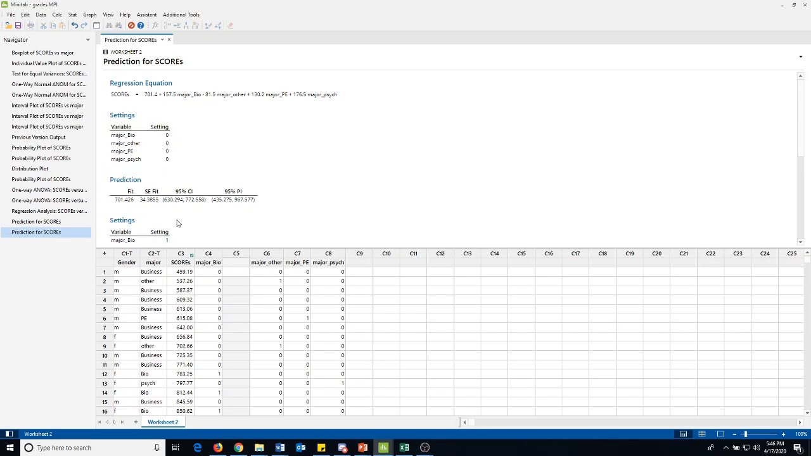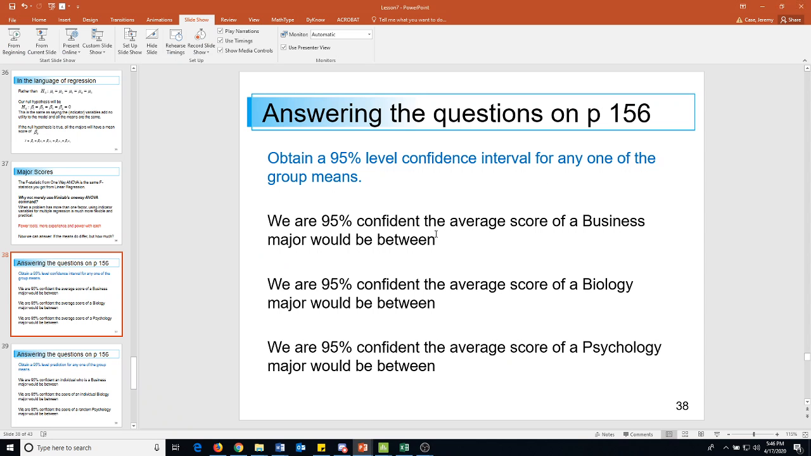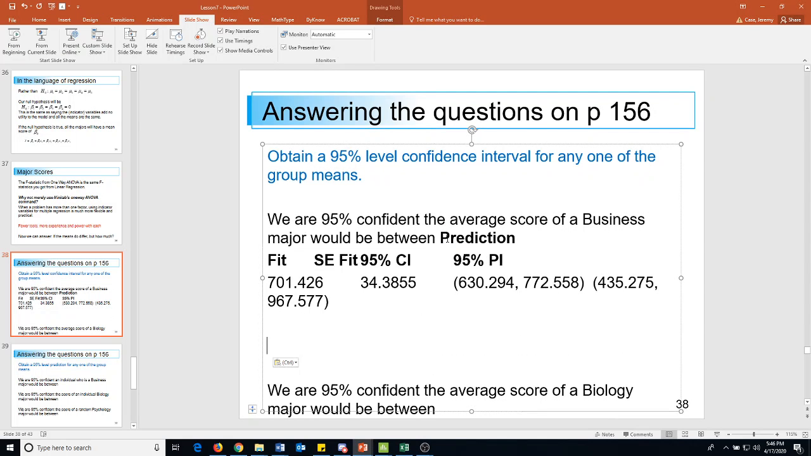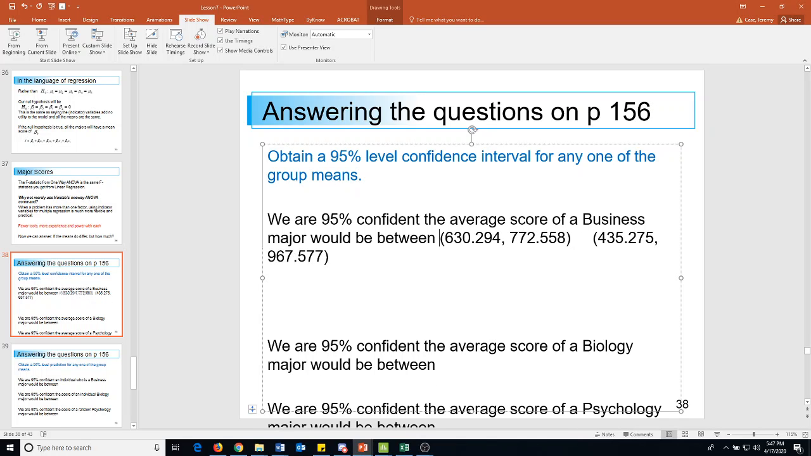for the business majors, their confidence interval for the score is between 630.3 and 707.2. Well, too much information. So it's between 630.3 and 707.6, let's say.